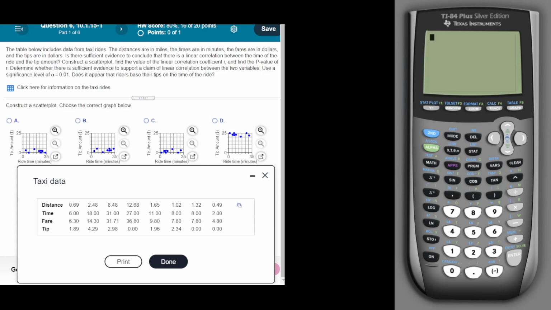So when you're putting these inside of your calculator, let's go ahead and clear this. Hit clear, enter, highlight L2, clear, enter. Okay, so we're going to go ahead and input these values in a second.